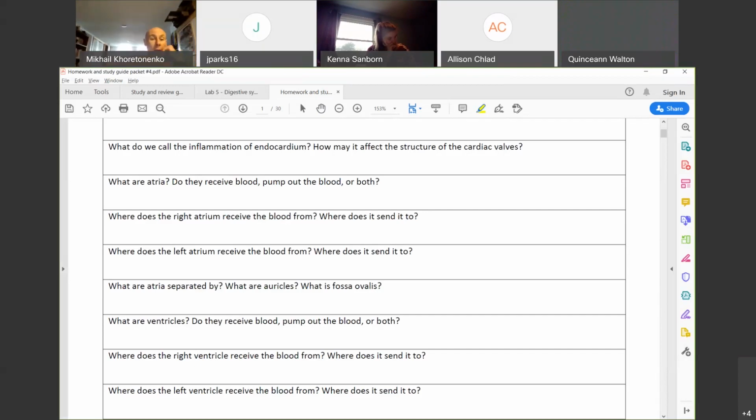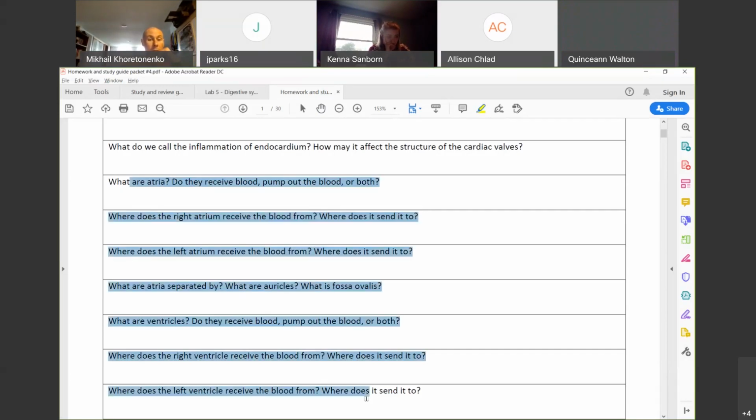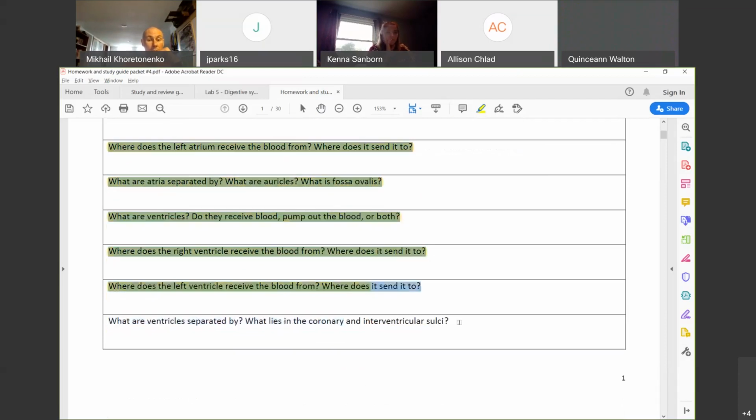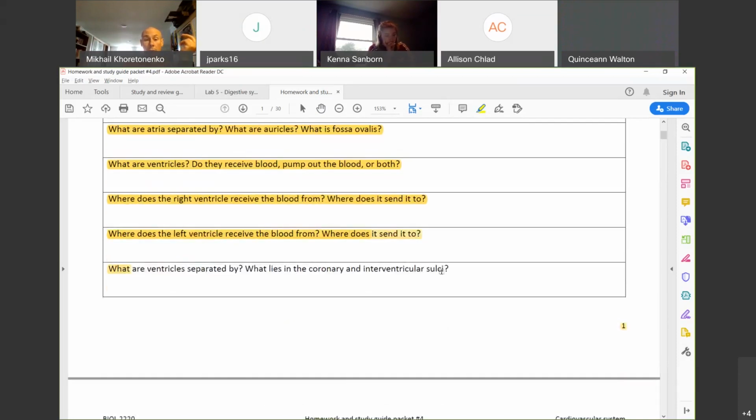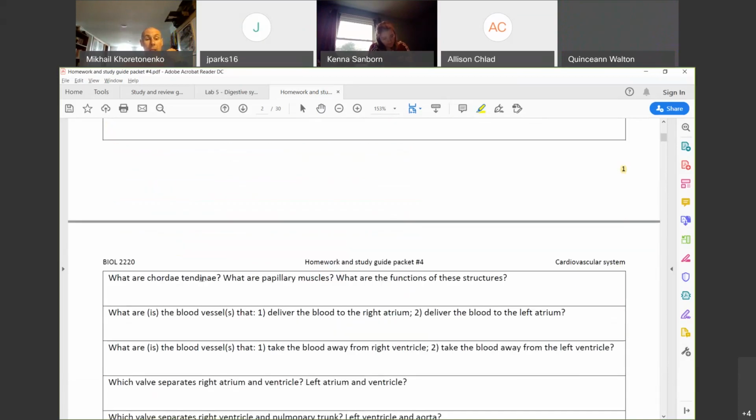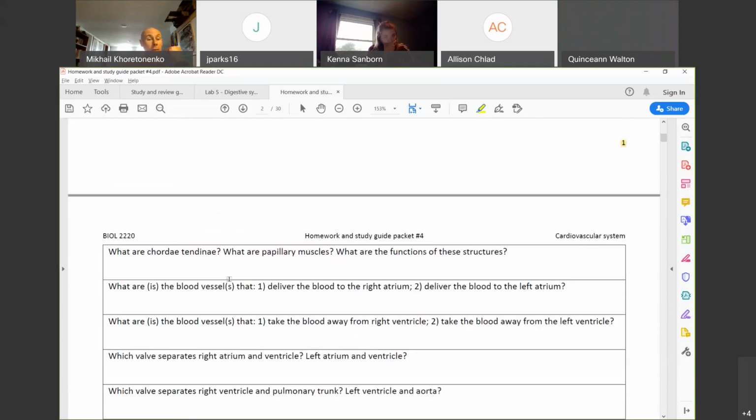So basically, all of these questions focus on that: what are the ventricles separated by, that kind of stuff. Know the blood flow through the heart. Know what lies in the coronary and interventricular sulci, the different coronary arteries. Chordae tendineae are connective tissue that attaches the atrioventricular valves, mitral or tricuspid, to the papillary muscles. The function of papillary muscles and chordae tendineae is to open and close the valves.